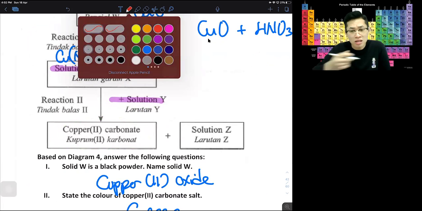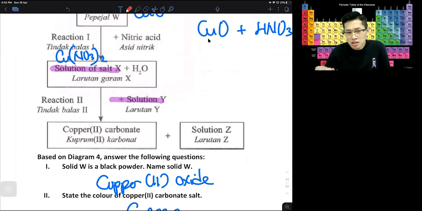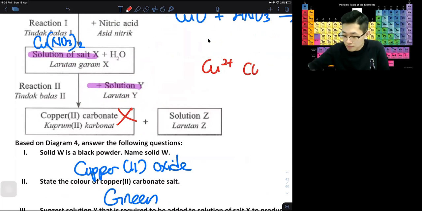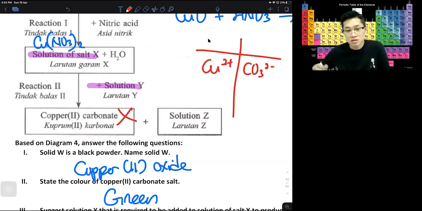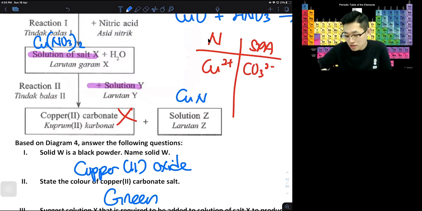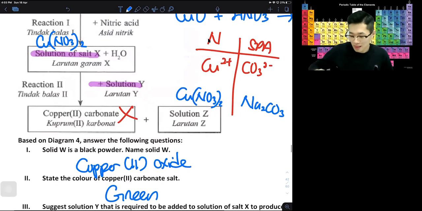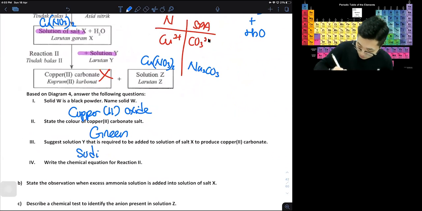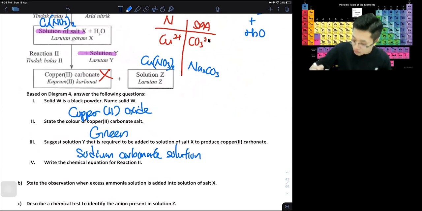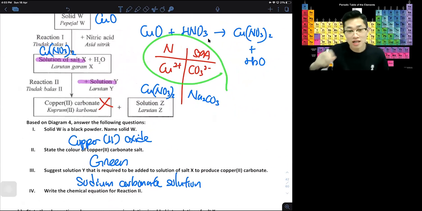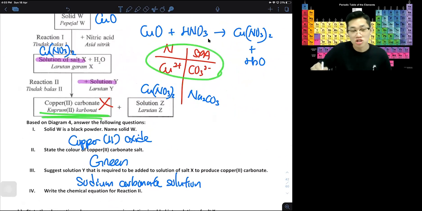Copper 2 carbonate, soluble or insoluble? Insoluble. So we use the precipitation method. Copper 2 nitrate plus sodium carbonate. Remember, you must use the correct cross. This is insoluble, then you have to use the insoluble method.